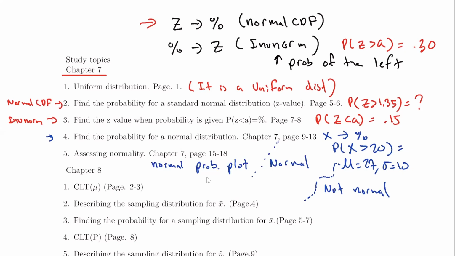It's okay to have a little curvature, but you're not supposed to have that much curvature if it is a normal distribution. So for a normal probability plot, if it has a straight line or appears to be a straight line, you say it's normal. But if it looks like it has curvature, then you want to say that it's not normal. All right, that's it for topic number 5. Any question in regard to topic number 5?